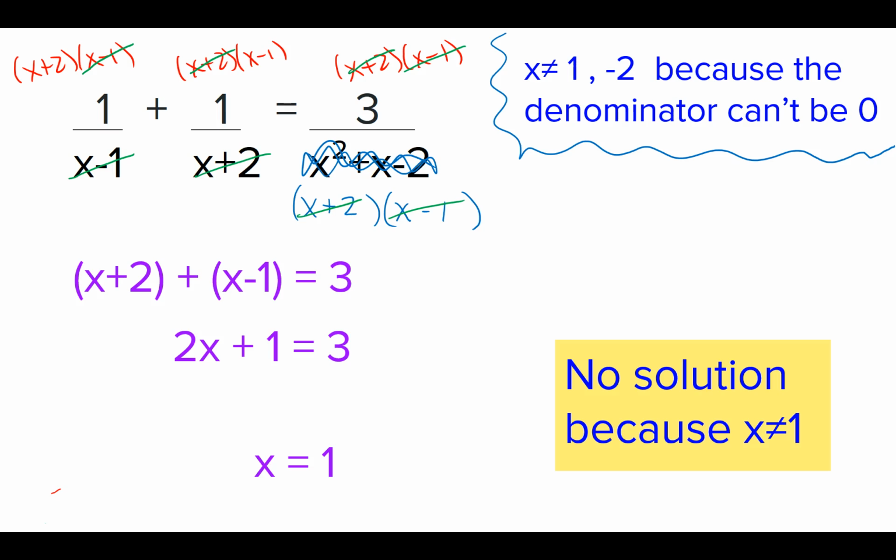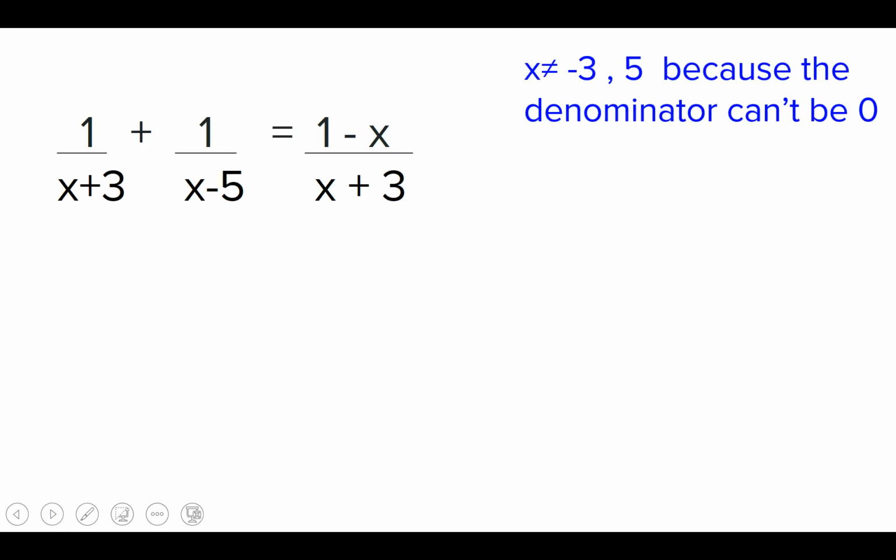Yes, no, maybe? Ready for one on your own? You want to try this one? Let me help you start it. Yes? Okay. Why did I say negative 3 and 5 can't be solutions? Yeah, that would make some denominator equal 0. I can't have that.